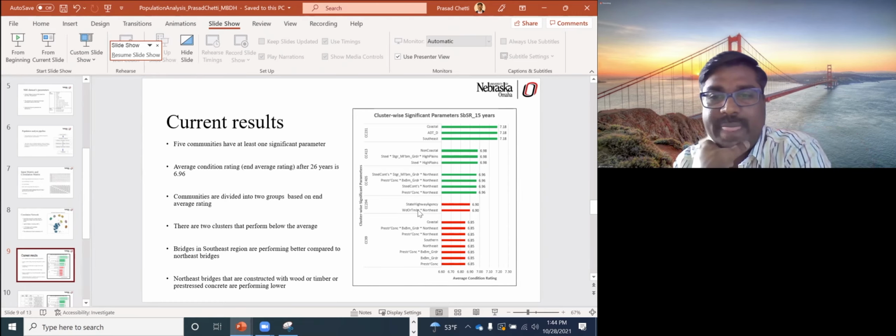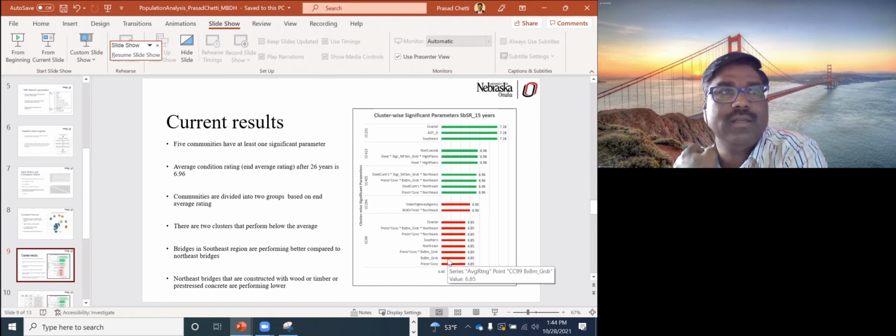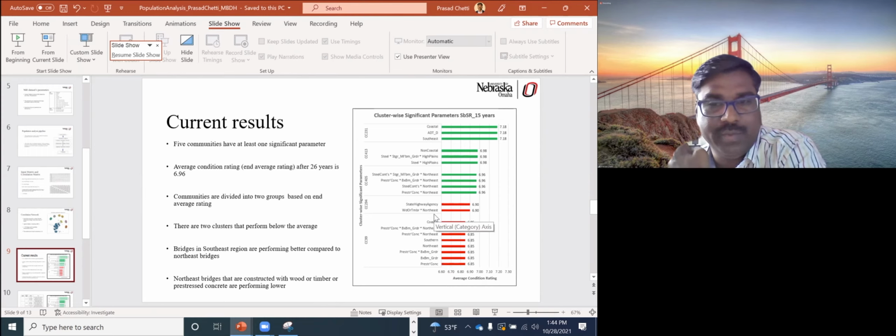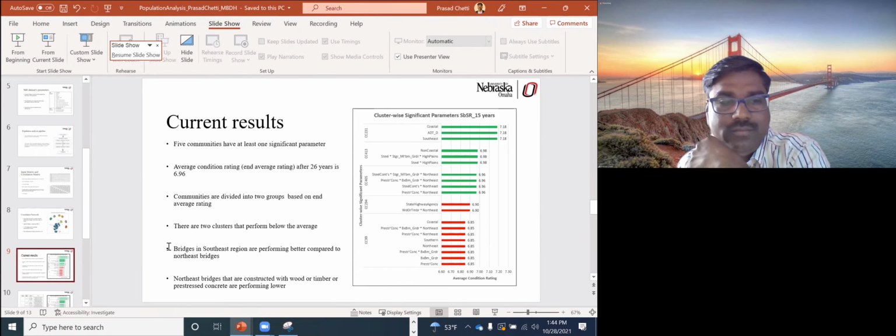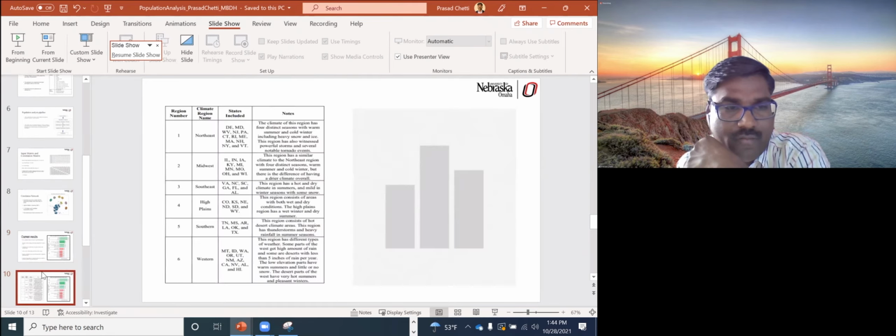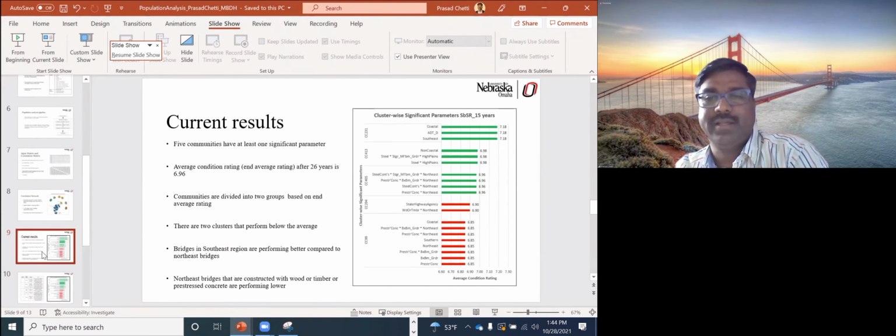And also, as you see, there are some interactions. For example, Northeast bridges that are made up of wood or timber are in the low performing bridges category. So that means we need to focus on Northeast bridges with wood or timber material. These are some of the current results.